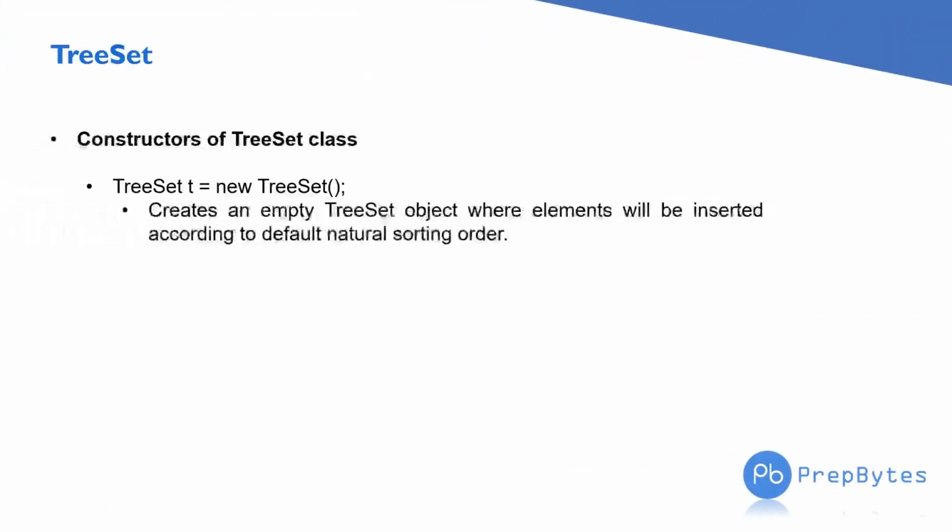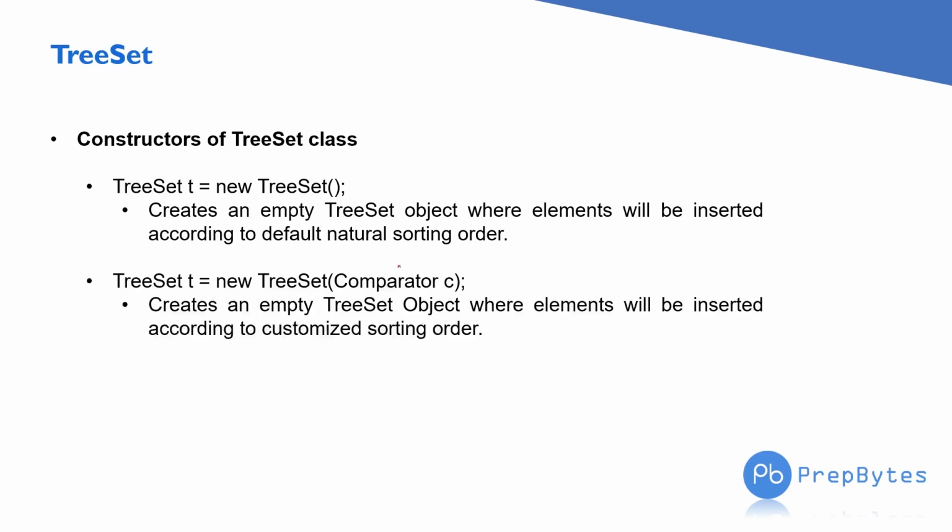Okay, the next is constructors of TreeSet. The first one is to create an empty TreeSet. This is where elements will be inserted in default natural sorting order. We have not specified any sorting order, so it will be created using default natural sorting order. We will see this first one in the code. Now the second one is when we specify some customized sorting order, then we use a comparator here, correct? So we will see what comparator is.